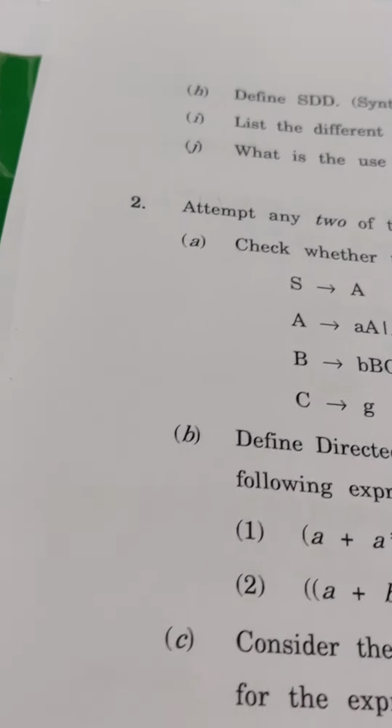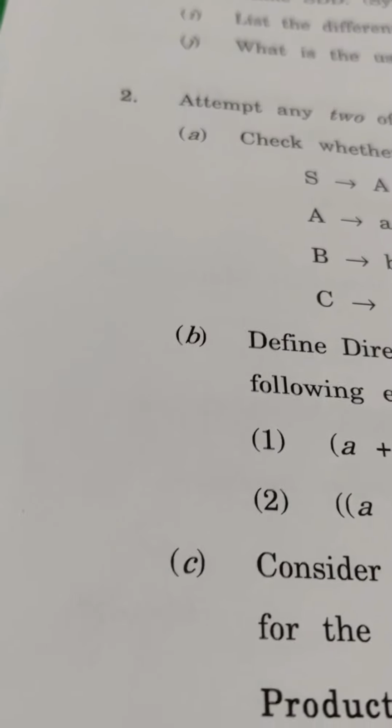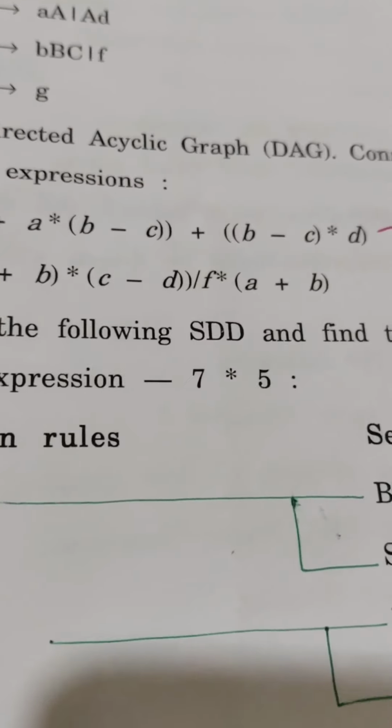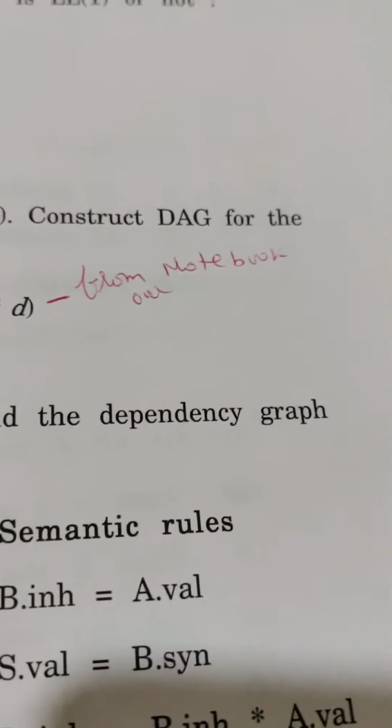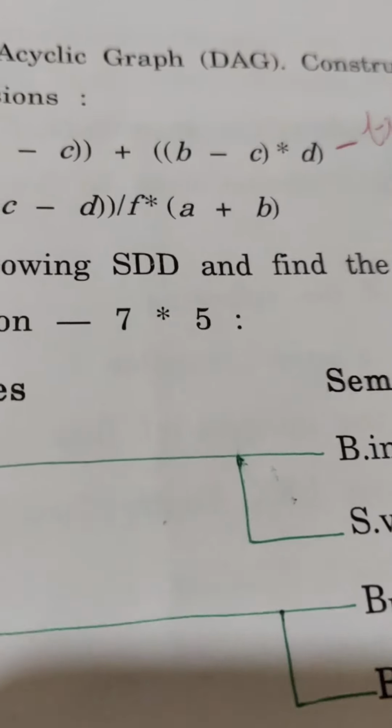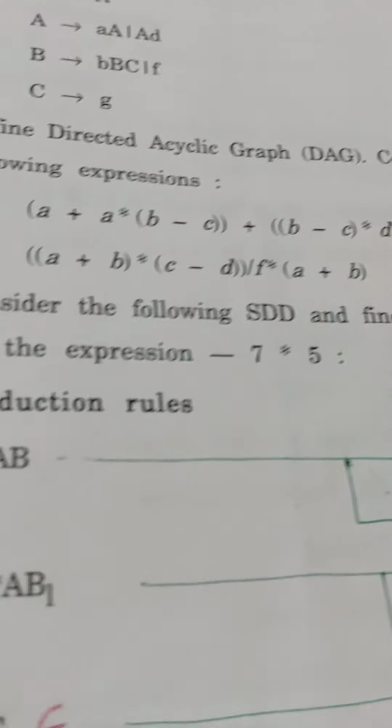This question is 2C. The question is for 5 marks. The question says: consider the following SDD and find the dependency graph. There's an expression given to us, 7 star 5, and we have to find the dependency graph.